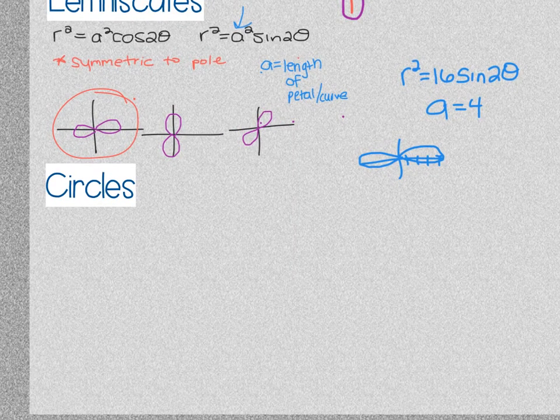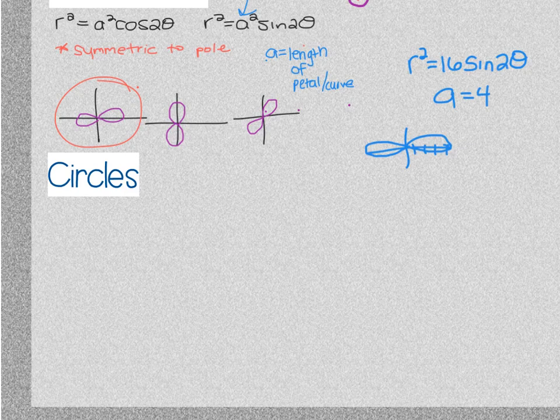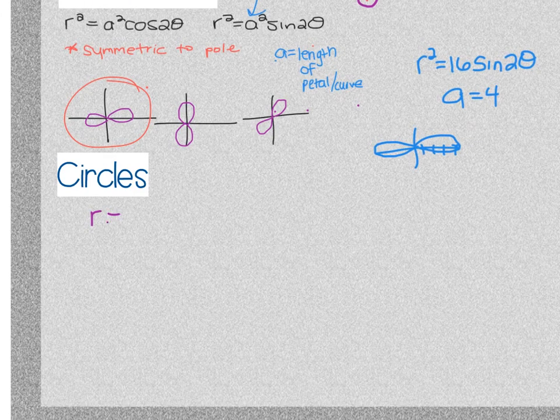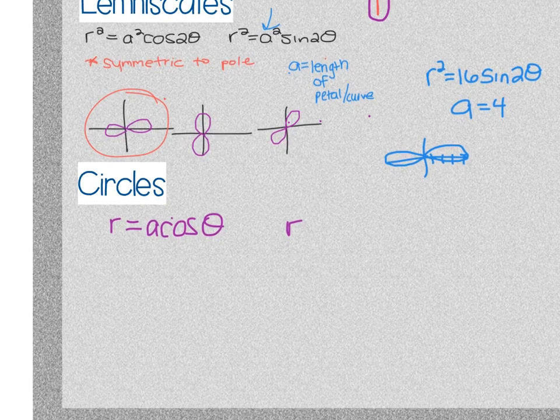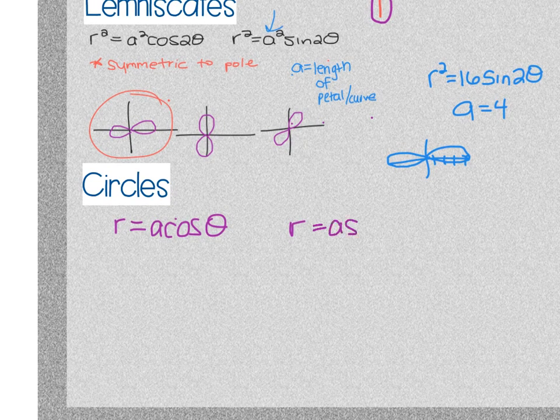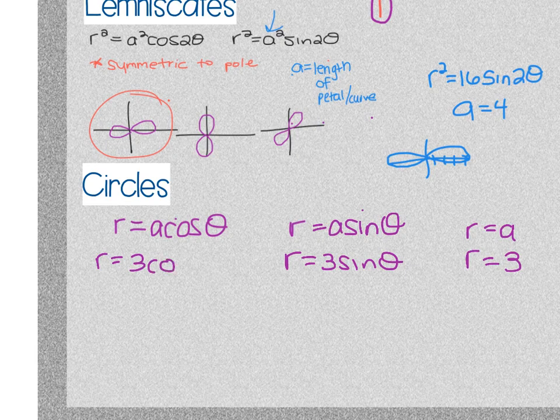Okay, and then the last one was the circle, which actually was the first one we started with. This is r equals a cosine theta, or r equals a sine theta. This is also just r equals a, because if the sine or whatever is 0, it could just be a number. So if you had r equals 3, that's a circle. If you had r equals 3 sine of theta, that's a circle. And if you had r equals 3 cosine of theta, that's also a circle.